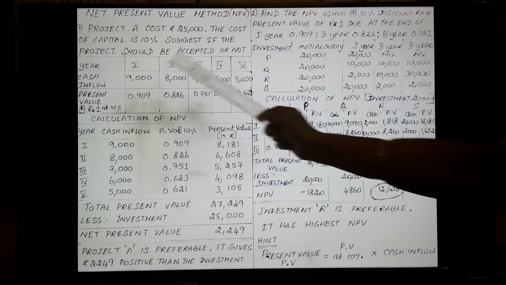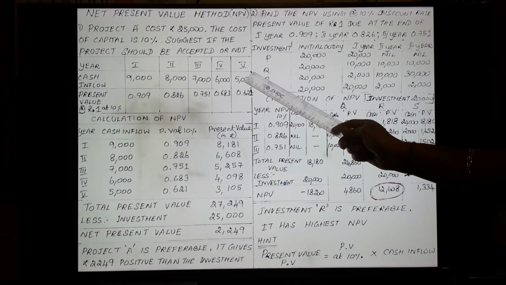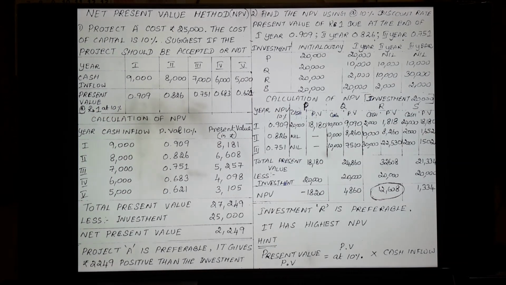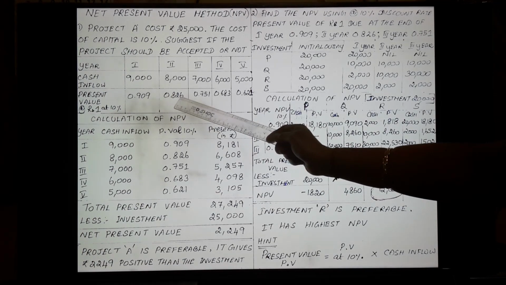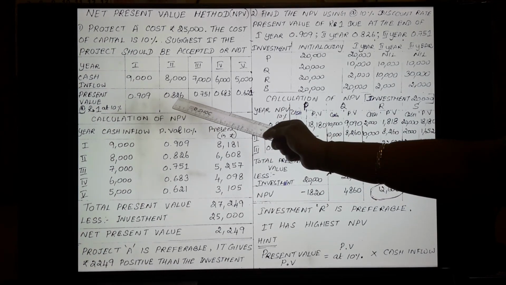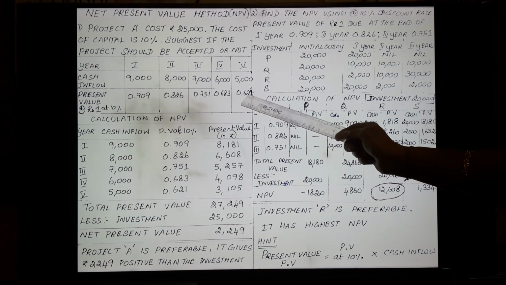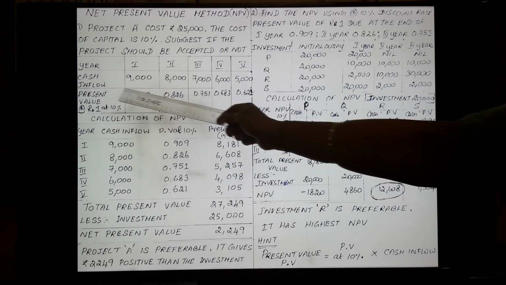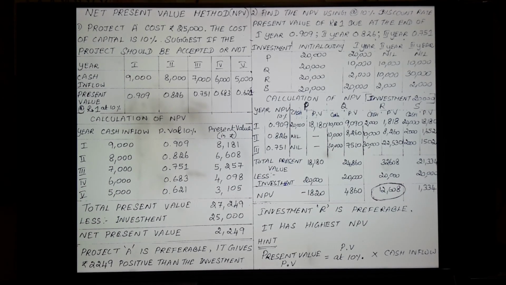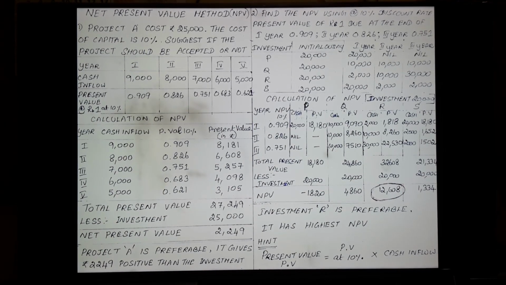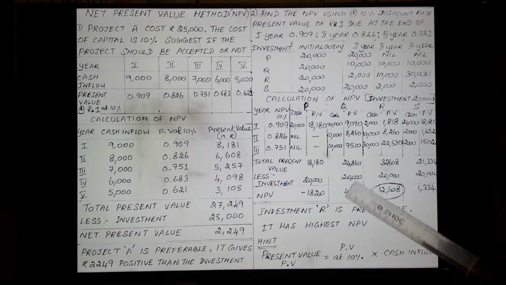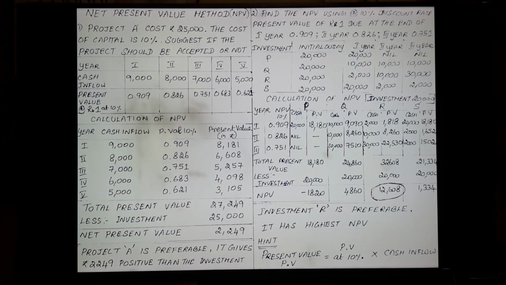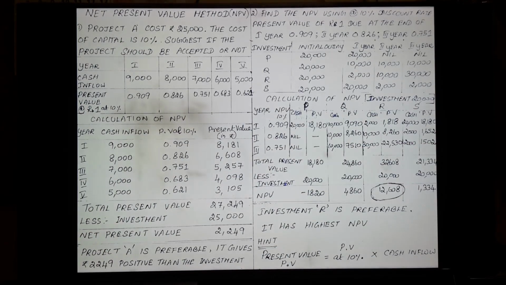That is, 5 years is given, and cash inflow is also given, and the present value of ₹1 at 10% is 0.909, 0.826, 0.751, 0.683 and 0.621. What is the meaning of present value of ₹1 at 10% rate? In the sense, at the end of 1 year, what might be the value for that particular cash inflow. So now how are you going to calculate the net present value?